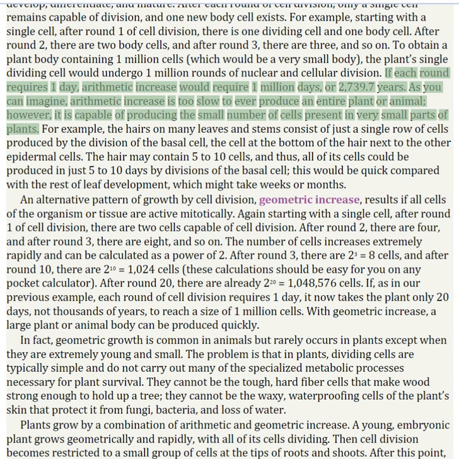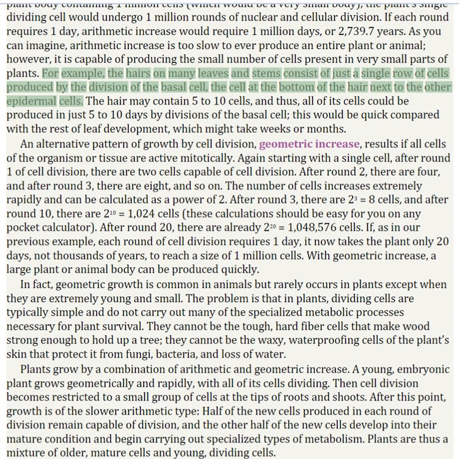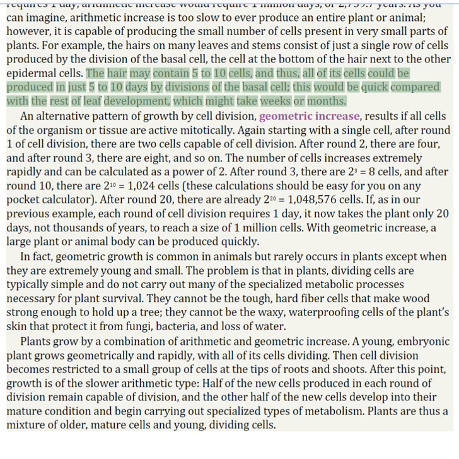However, it is capable of producing the small number of cells present in very small parts of plants. For example, the hairs on many leaves and stems consist of just a single row of cells produced by the division of the basal cell, the cell at the bottom of the hair next to the other epidermal cells. The hair may contain 5 to 10 cells, and thus, all of its cells could be produced in just 5 to 10 days by divisions of the basal cell. This would be quick compared with the rest of leaf development, which might take weeks or months.